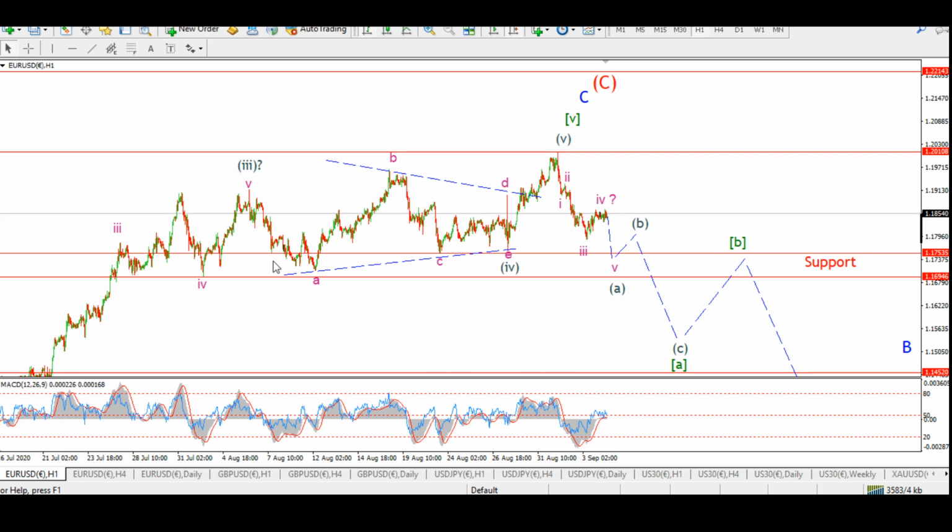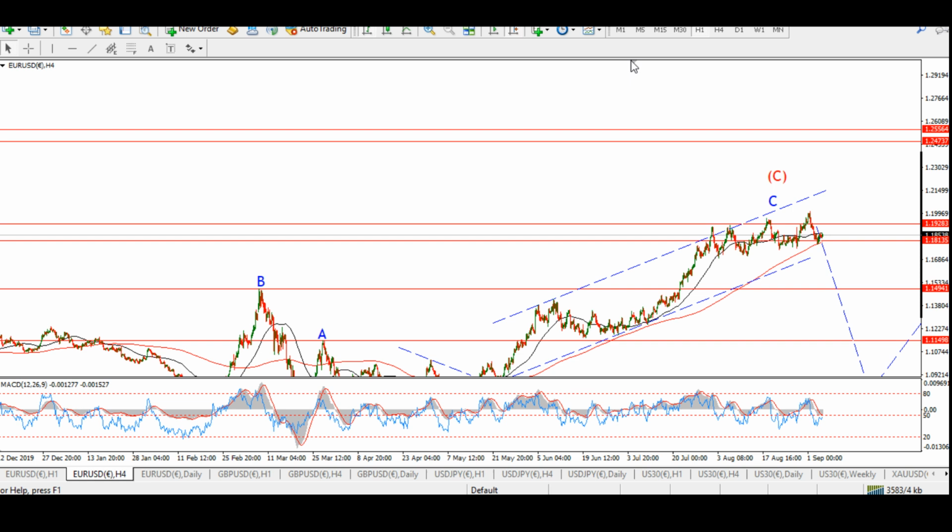Okay, so we'll start with the currencies, then we'll move to the dollar crosses, and then we'll move over.